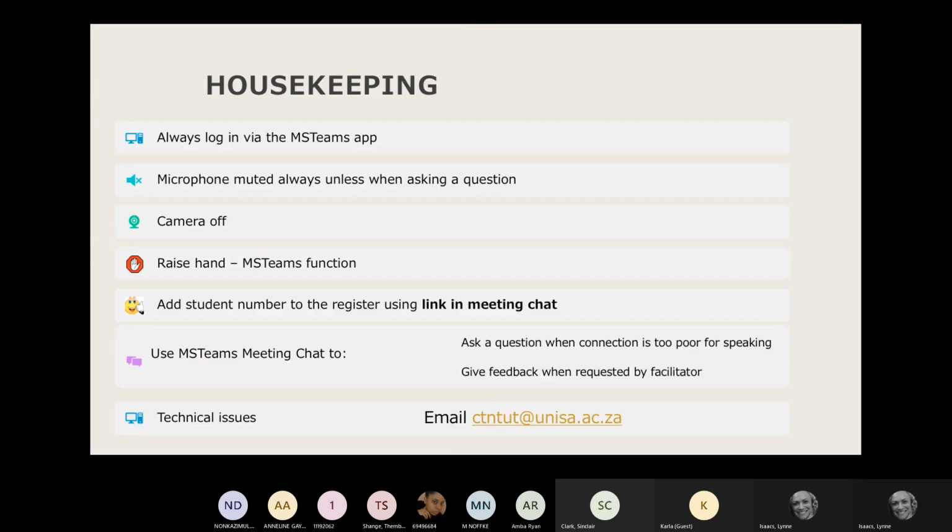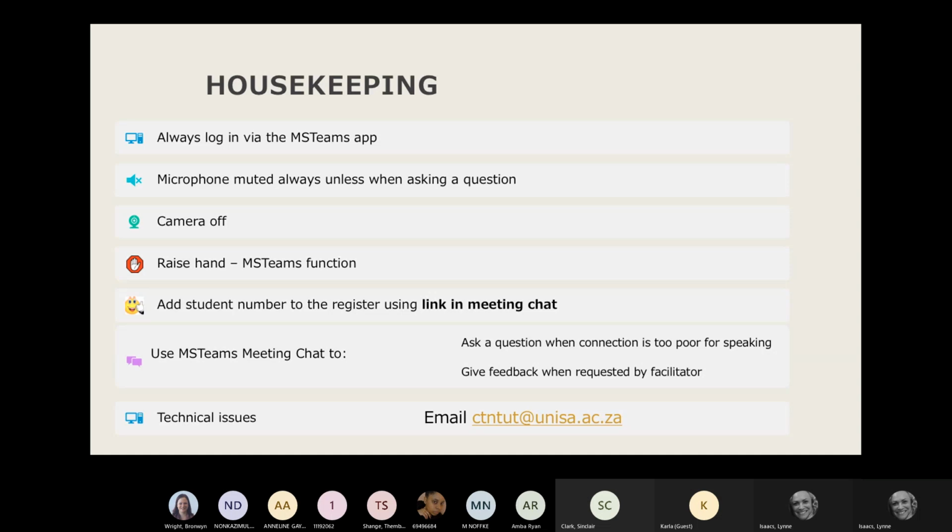Before we get started, just some housekeeping with regards to our interaction here today. Virtual teaching and learning has become a very different way of doing things, and it's something that I've had to get used to, and you as a student also have needed to adjust and adapt to interacting in this way. So always log in via the Teams app. You'll find that you will have access to all of the functions that are available to you. Keep your microphone muted always, unless you want to ask a question. And of course, before you ask the question, raise your hand, and then I will either invite you to post the question in the meeting chat, or unmute your microphone. Keep your camera off at all times. It just uses less data for everyone concerned.